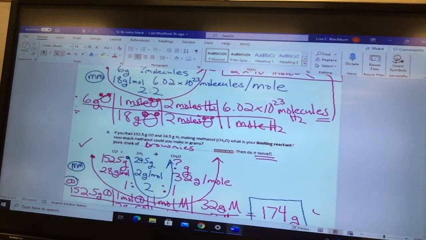So first I'm going to write underneath them what I know. For carbon monoxide, I know 152.5 grams. For hydrogen, I know 24.5 grams. And what I don't know, let's see if we can find another color. I think green will work. So what I don't know is grams of methanol.